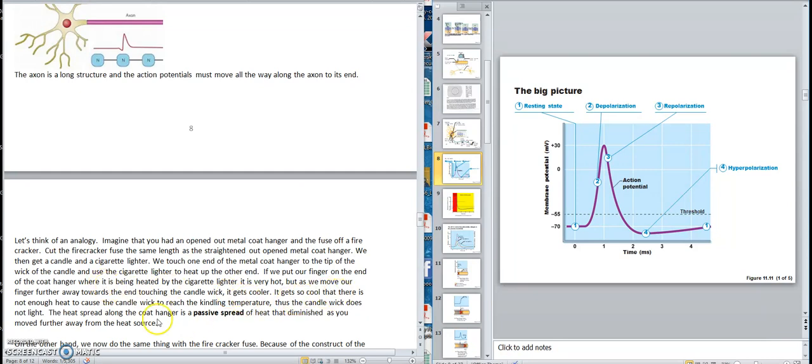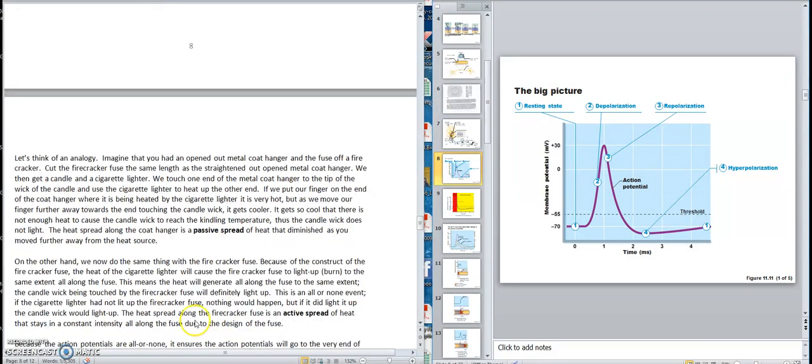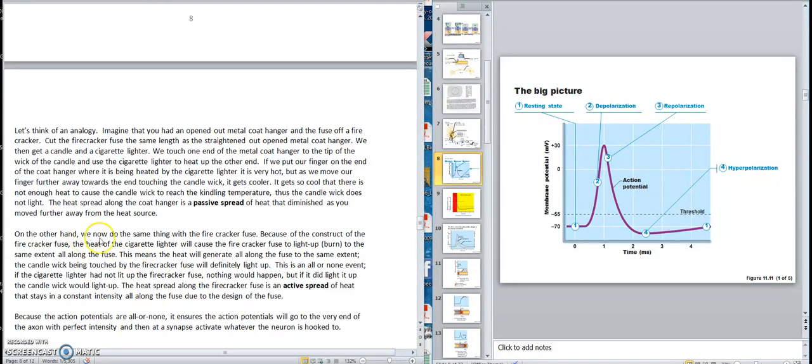It gets so cool that there's not enough heat to cause the candle wick to reach the kindling temperature. Thus, the candle wick does not light. So the coat hanger couldn't do it, because by the time the heat had dissipated along the length of that coat hanger, there wasn't enough heat to light the candle wick. Why is this? The heat spread along the coat hanger is a passive spread of heat that diminished as you went. On the other hand, we now do the same thing with the firecracker fuse.